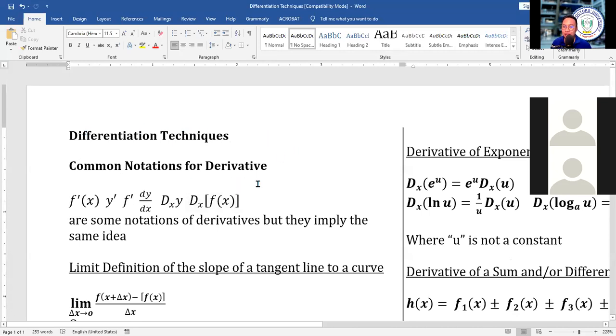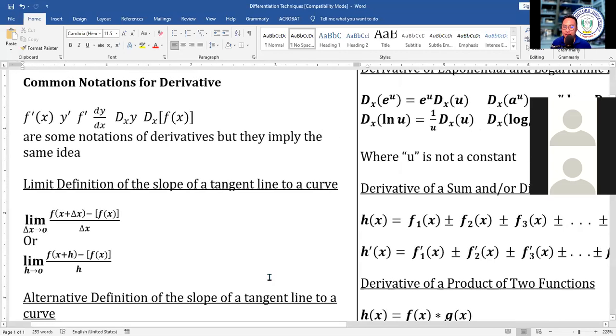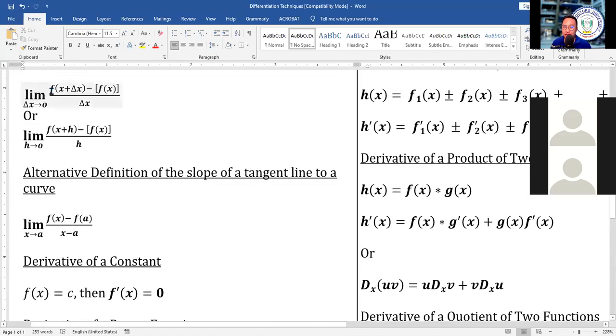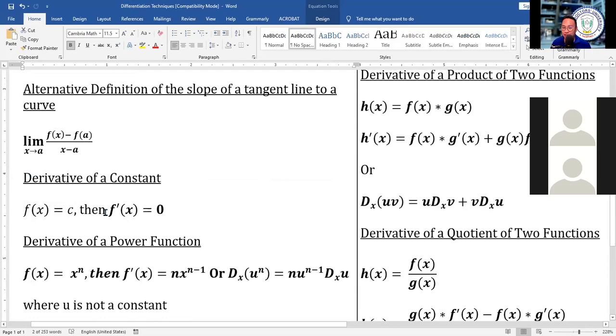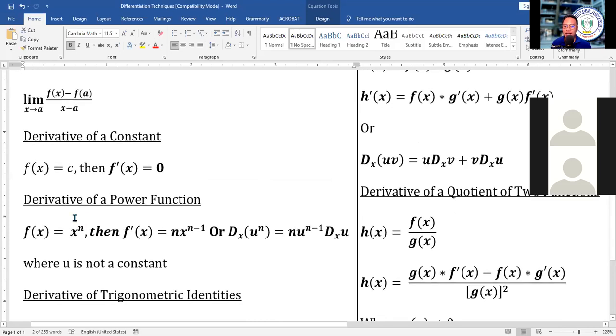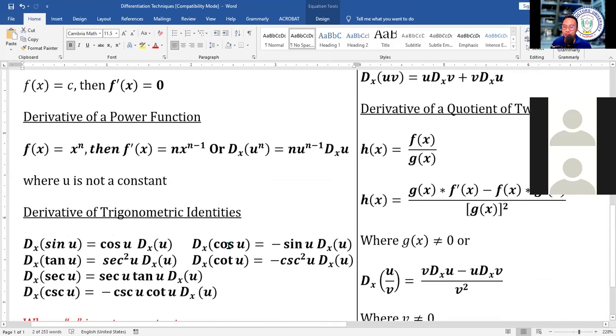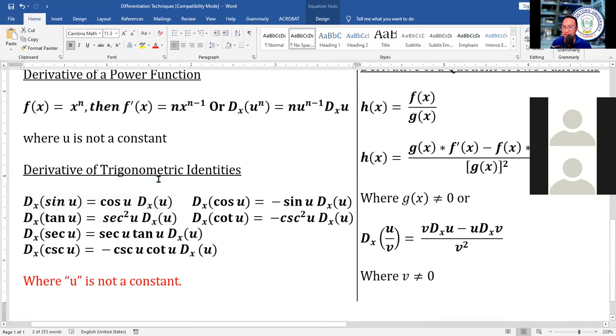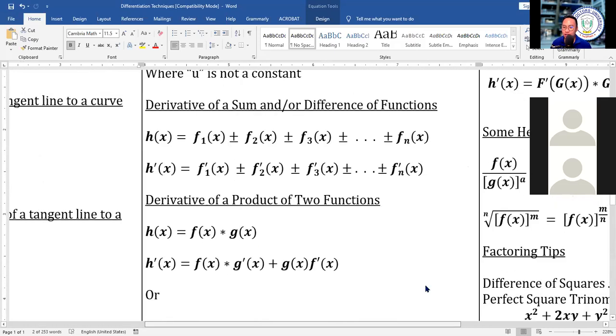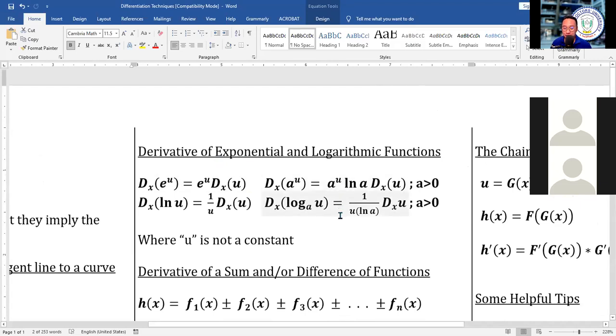Differentiation techniques, common notations for derivatives. We are done with this one here. If you remember, this was the limit definition of the tangent line, which is simply the derivative. Derivative of a constant: if f of x is equal to c, where c is a constant, then the derivative of that function is equal to 0. This is the power rule. Later on, we'll discuss trigonometric functions as well as exponential and logarithmic functions.